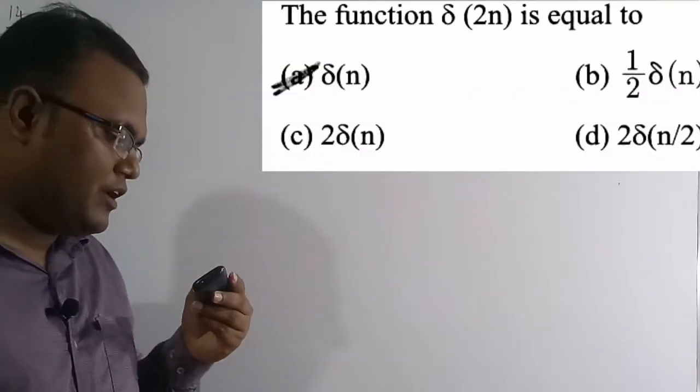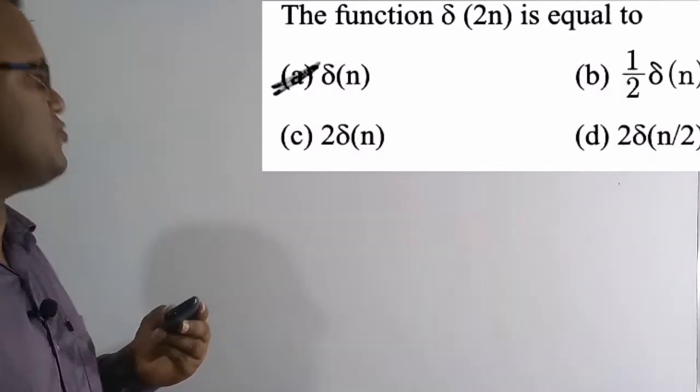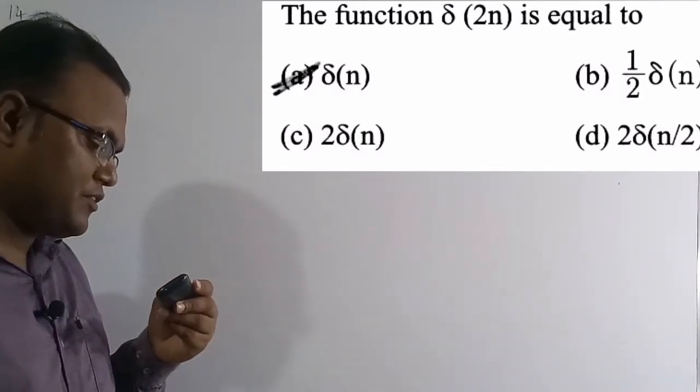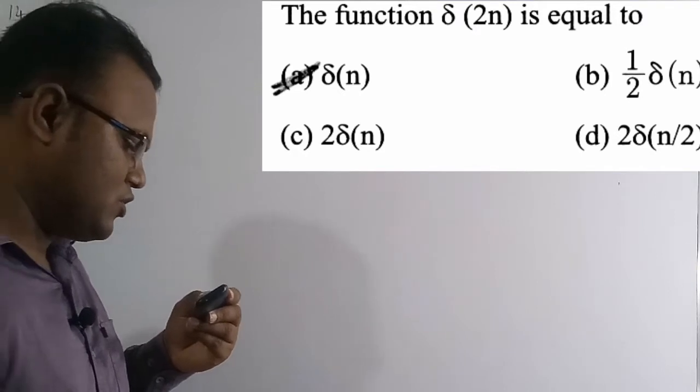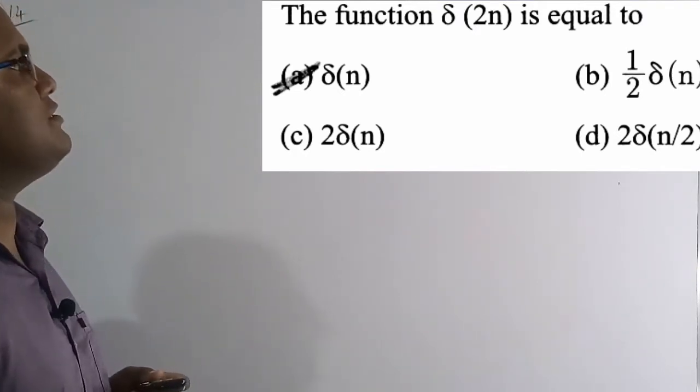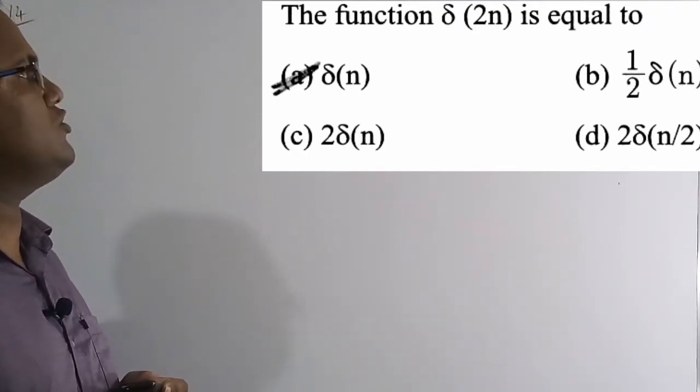So now we are going to solve the following question. See the question here. The value of delta of 2n is equal to. So we need to find the value of the function delta of 2n. So what are the four options? Option A, which is delta of n. So the delta of 2n is equal to delta of n.